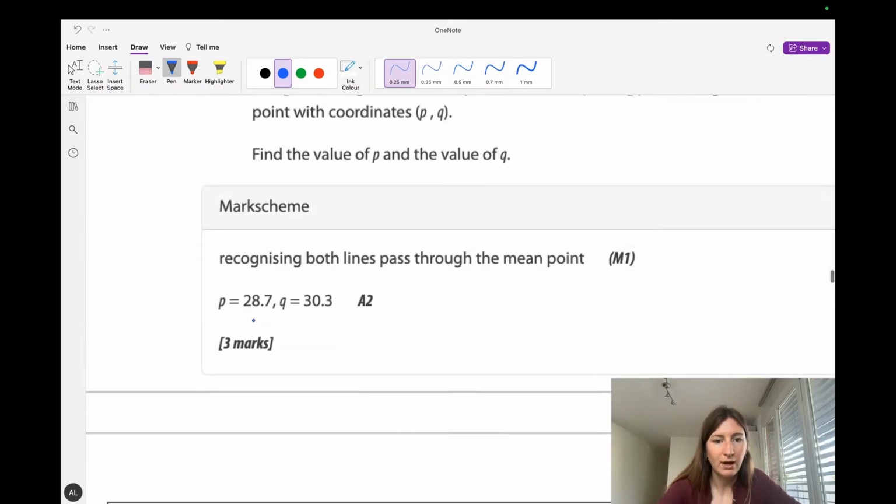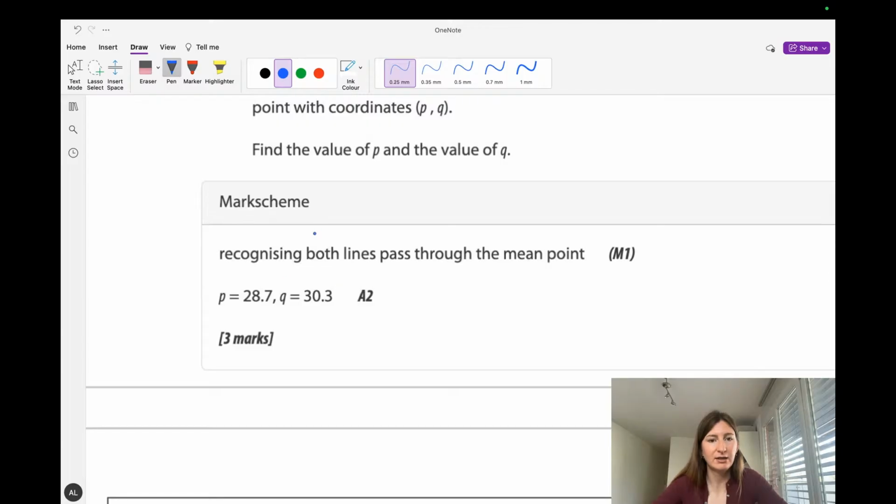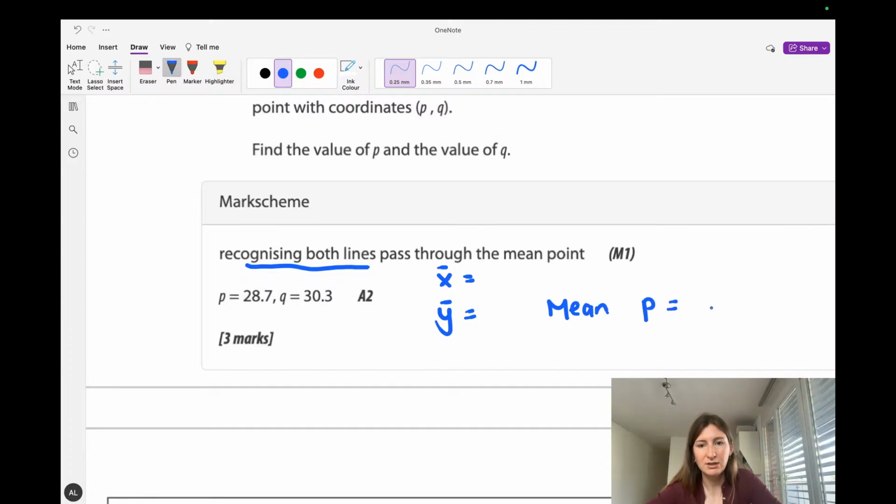All right, you get 1 mark, method mark, just for recognizing. You didn't even do any maths, recognizing that both lines pass through the mean point. So that recognition could be you saying X bar is this and Y bar is that. If you have any of this kind of notation, that shows you recognize that it's the mean. Or you can say mean of P equals this and mean of Q equals this, something like that, anything that indicates. So again, this is where all the possible working that you could show or thinking is really important. So many marks for recognizing, for attempting in the mark scheme, and then 1 mark each for these.